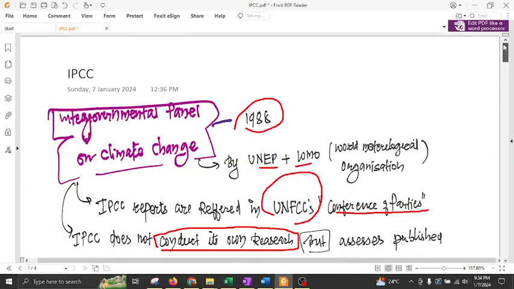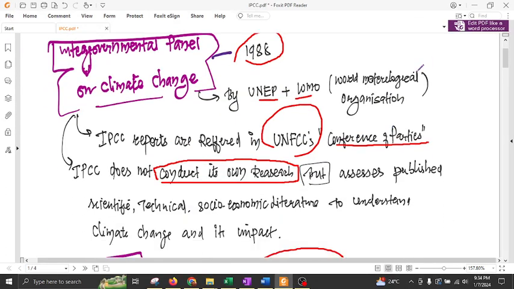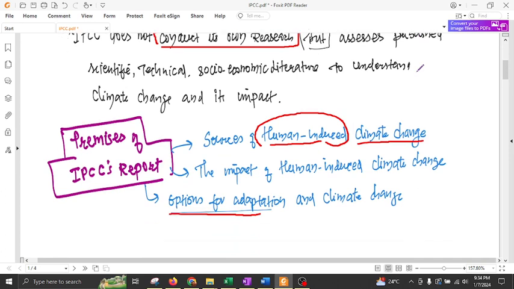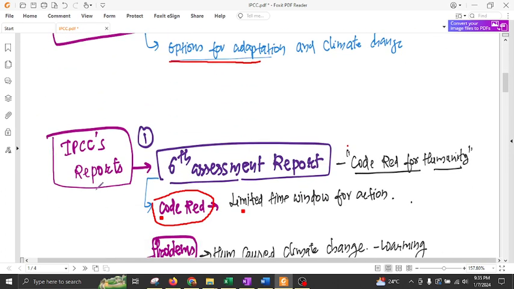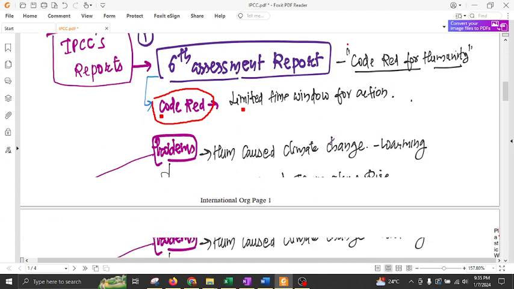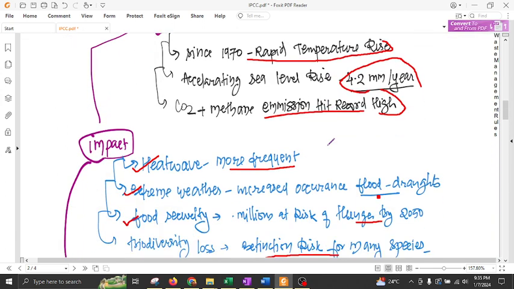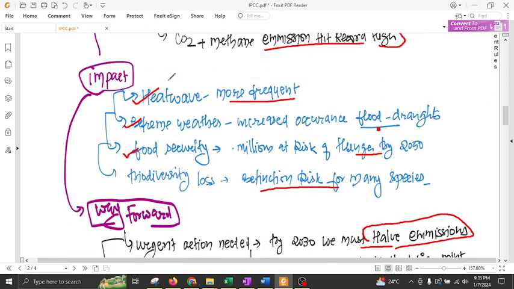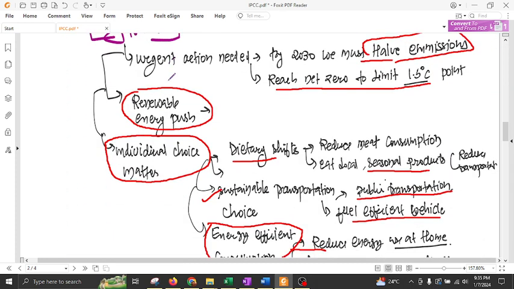So in summary, we have seen what IPCC is and the various reports that IPCC has released. We have seen the premises of IPCC reports. We have seen four important IPCC reports. First is the sixth assessment report, which gives us a code red for humanity, which says that we have a limited time frame for climate action, and we have seen what the problems are, what the impacts are, and what the way forward is through the sixth assessment report.